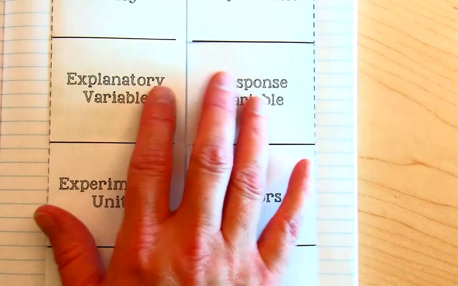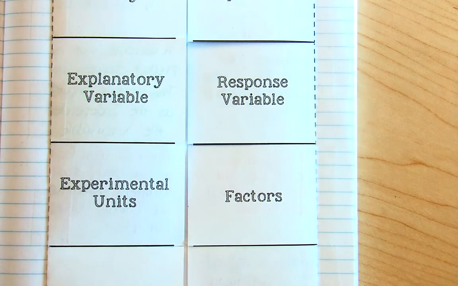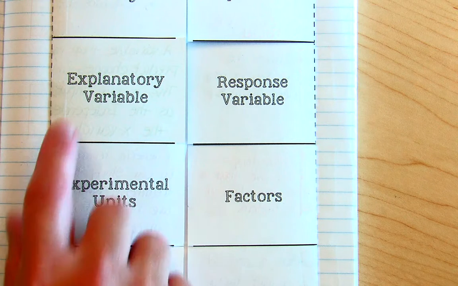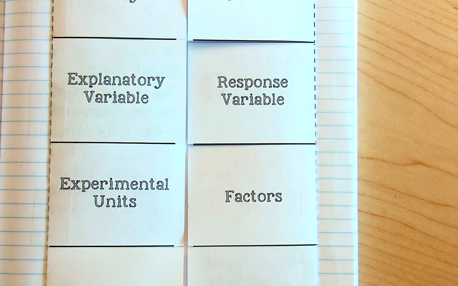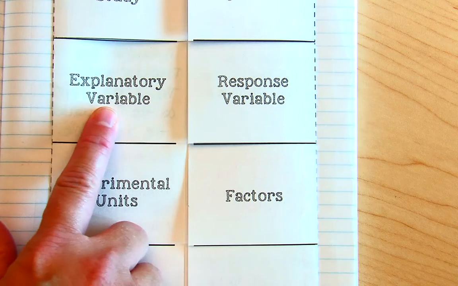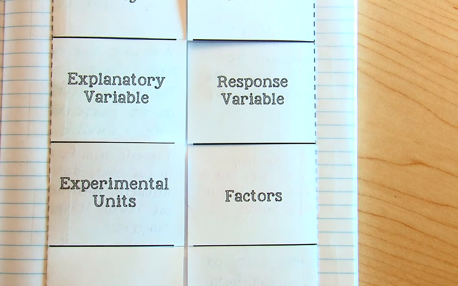Then we talked about some variables. Explanatory variable, response variable. Explanatory variable is what explains the difference in the results. So it's what variable did we change? What is the difference between the groups? That's our explanatory variable. So this is the X variable. So it's what are we hoping will make a difference? What are we testing?